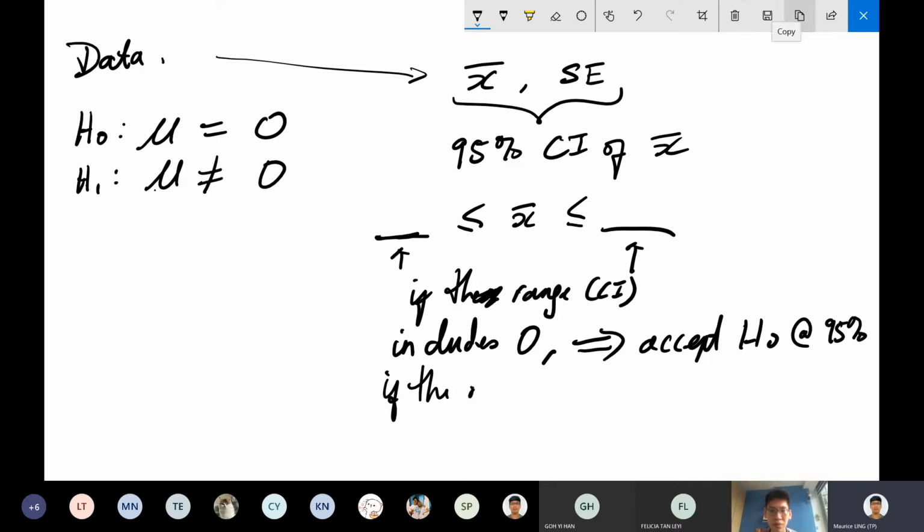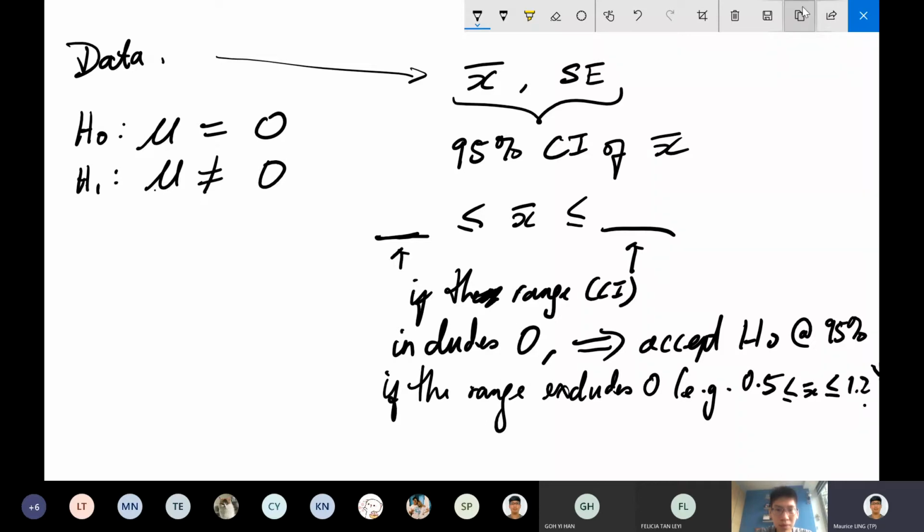If the range excludes 0, for example, if it goes from 0.5 to maybe 1.2, so it excludes 0, then you reject the null hypothesis. Okay, this is how the confidence interval meets with your hypothesis testing.